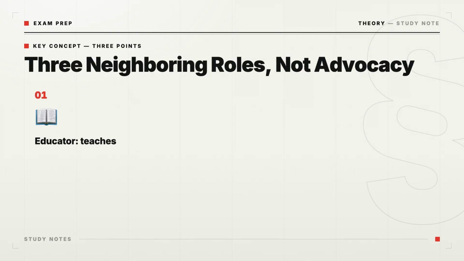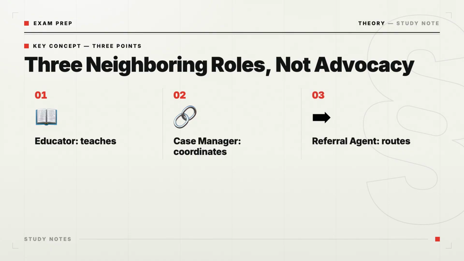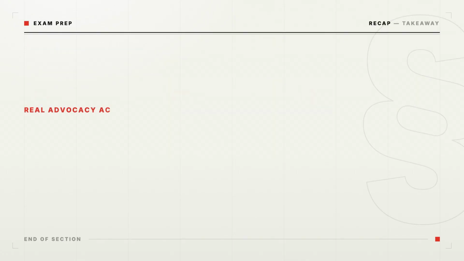An educator teaches what people should know and do. A case manager coordinates existing services over time. A referral agent routes clients to resources that are already open. Advocacy appears specifically when something is being denied, missing, or unreachable.